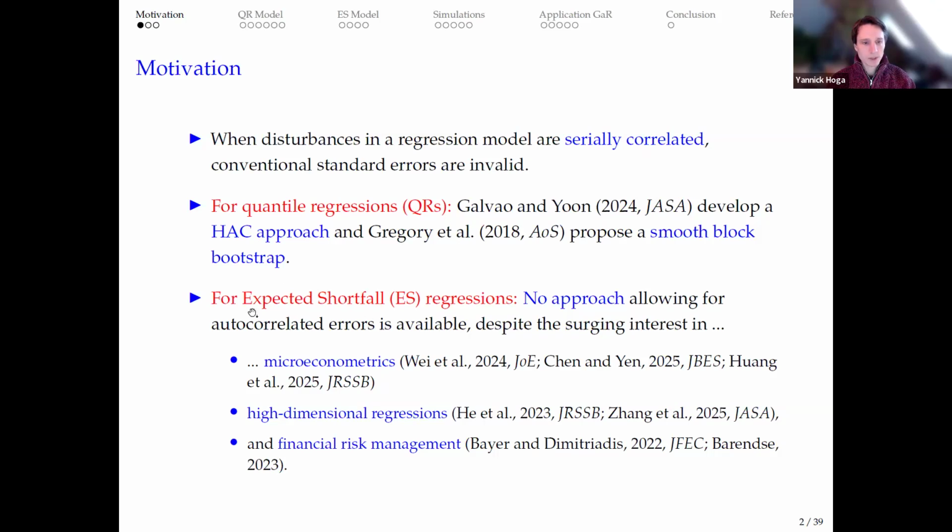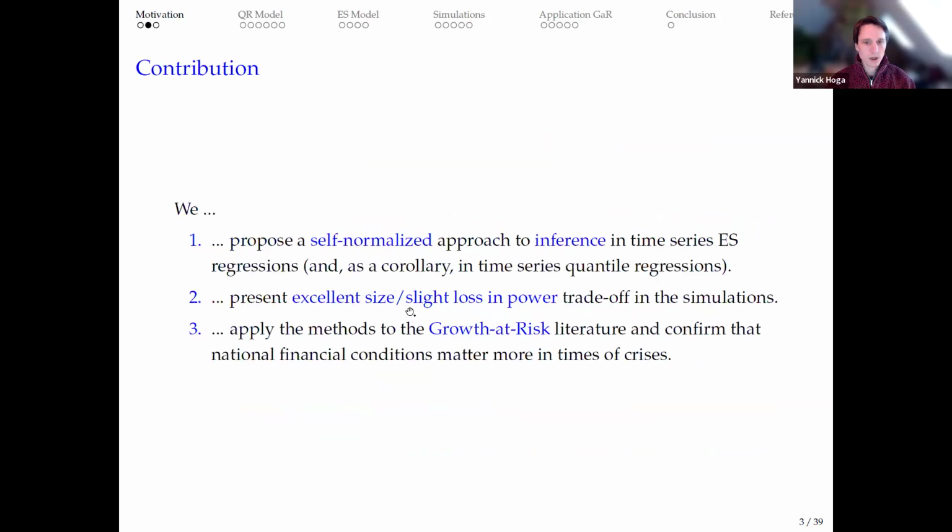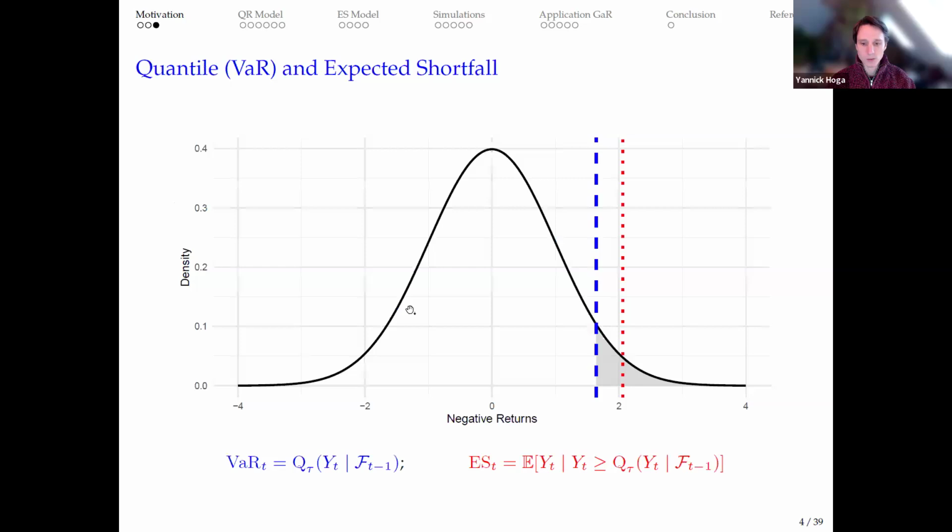To motivate why people are so interested in expected shortfall regressions, I can show you a little plot that defines this expected shortfall. So you see a density function here with the tau quantile indicated here in blue. And this is defined to be the point where probability mass tau lies to the left of the quantile, 1 minus tau to the right of the quantile. And that's basically all that the quantile is telling you.